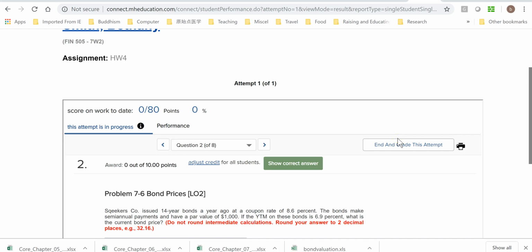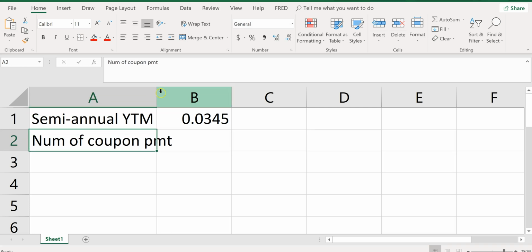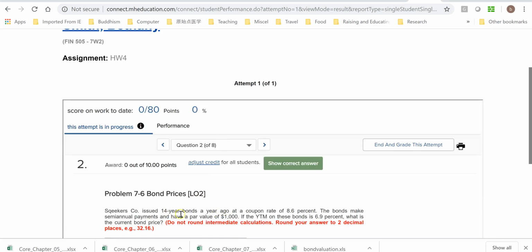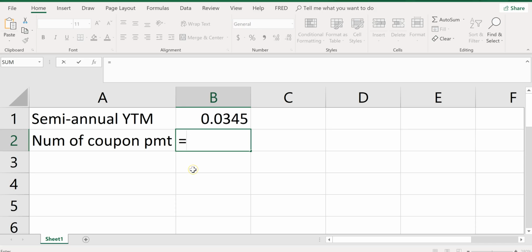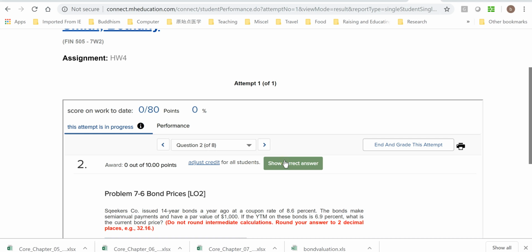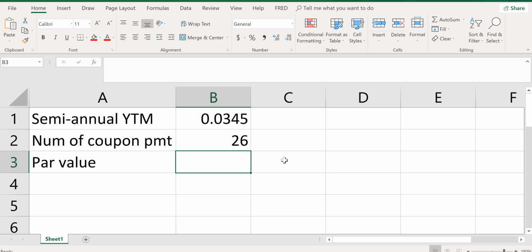And we also need to work with the number of payments. That stands for the number of coupon payments. As I said, what we care about is the remaining coupon payments. So it's going to be 14 minus 1, that's the 13 years to maturity, and then times 2, because it's semi-annual coupon payments. So it's 13 years times 2, that's 26. And the par value here should be the future value, so that's 1,000.